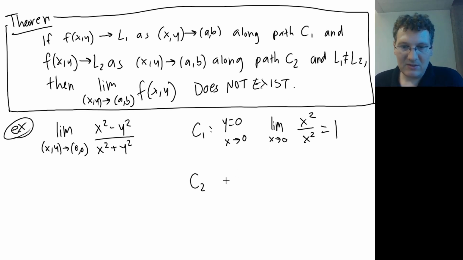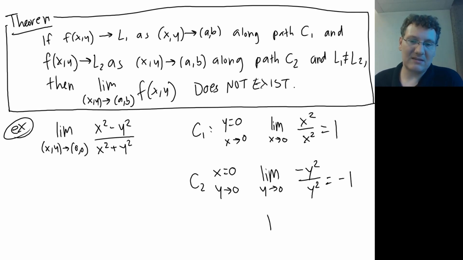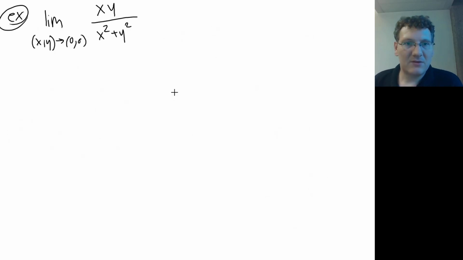But along C2, if we say x equals 0 and we let y go to 0, like along the y-axis, this is the limit as y goes to 0 of negative y squared over y squared. That would be negative 1. So in this case, the limit does not exist, because you can take two paths to get to the origin, and this function has two different limit values.